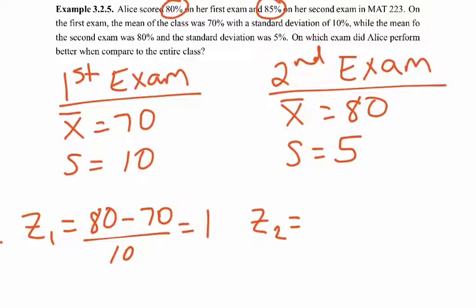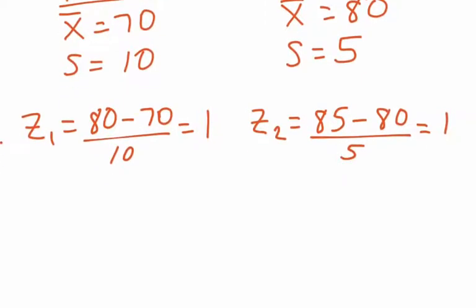So we're going to take her score on the second exam, which was 85. We're going to subtract the mean of 80 and divide by the standard deviation of 5. So 85 minus 80 is 5. 5 divided by 5 is 1. So yes, she did better on the second exam, but so did the rest of the class. So on which exam did she perform better compared to the entire class?